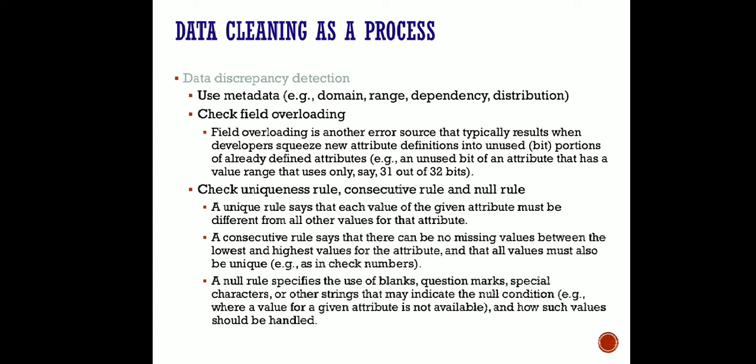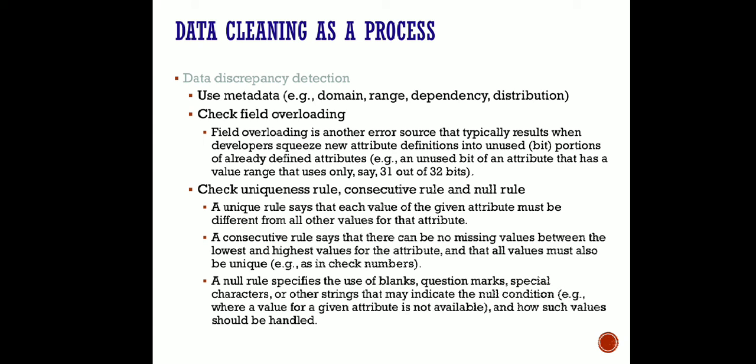Now there may be some case, say for a particular attribute or field 32 bits is allotted, but it is using 31 of them, so one bit is left blank. Now some of the developers try to use that one available bit to introduce a new attribute definition. That ultimately results in data discrepancy. So if we check this field overloading concept, we can come up with this error.